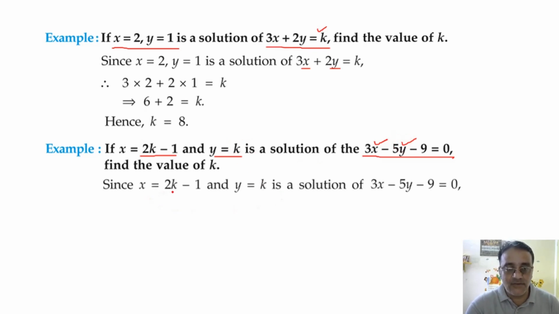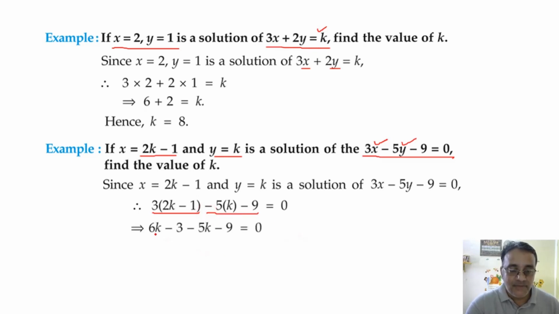So x is equal to 2k minus 1 and y is equal to k is a solution of this equation. Therefore we have substituted. So open this, what do you get? 6k minus 3. Right. And this will become minus 5k minus 9. Minus 5k. So 6k minus 5k will become k, and minus 3 minus 9 will become minus 12. So k minus 12 is equal to 0.